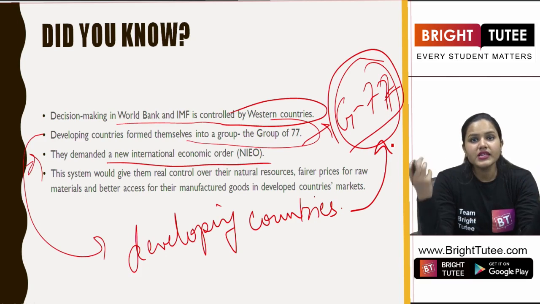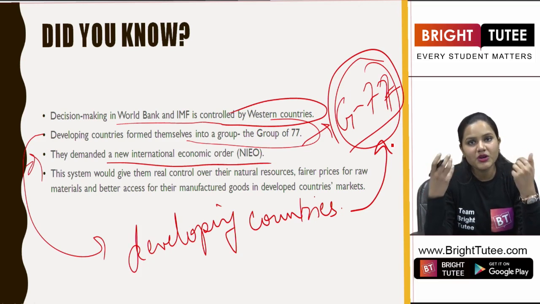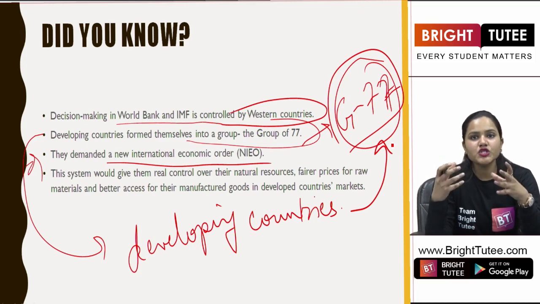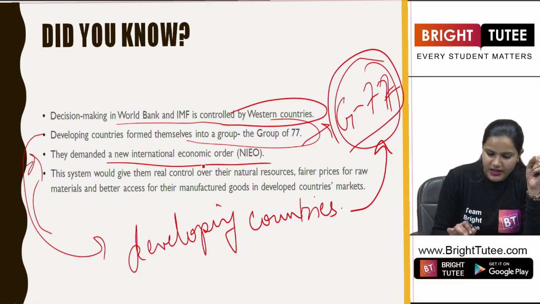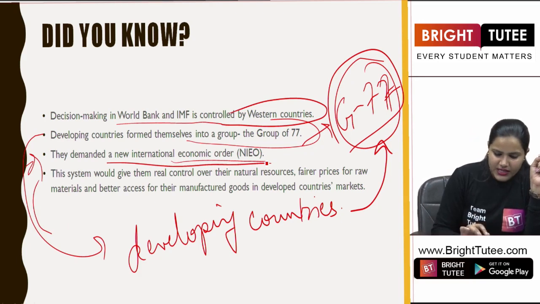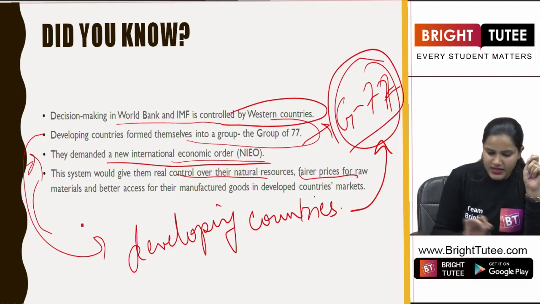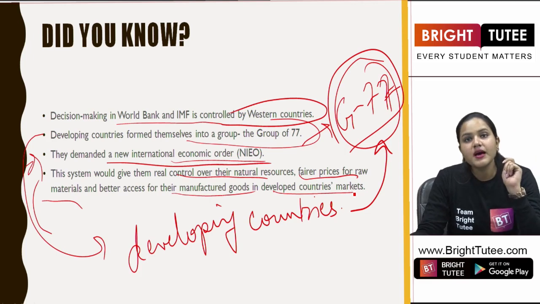Because they were being dominated by the colonial powers, and after they became free, this is an irony, they were being held by the institutions that were owned by the Western countries. So overall, definitely they were not getting much help from these Western nations. Therefore, they demanded a new international economic order, also known as NIEO. This system would give them real control over their natural resources, fairer prices for raw materials, and better access for their manufactured goods in developed countries' markets.